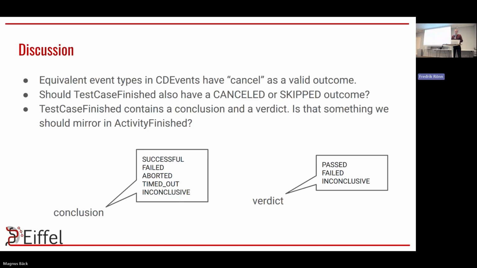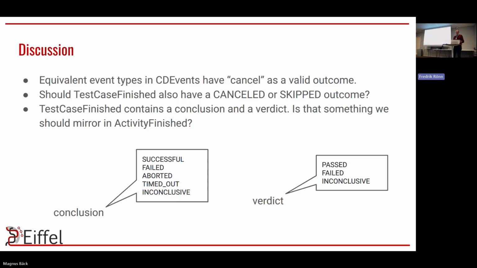Another difference between test cases and activities is that they have both a conclusion and a verdict, which could be a little bit confusing. So the conclusion of a test case is similar to what an activity has. It can be successful, failed, aborted, timed out, or inconclusive. But in addition to that, there's also the verdict that indicates, at least in the successful conclusion, you could still have a failed test result. So this split, I think at least, is a little bit confusing.